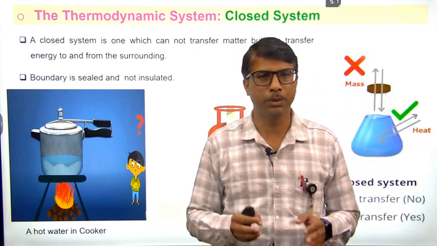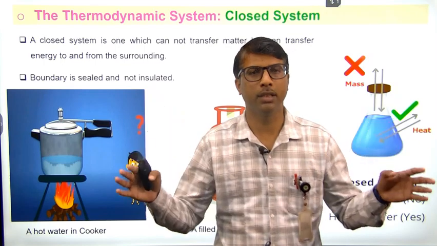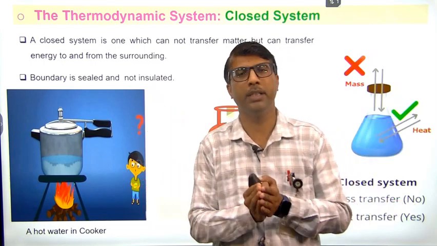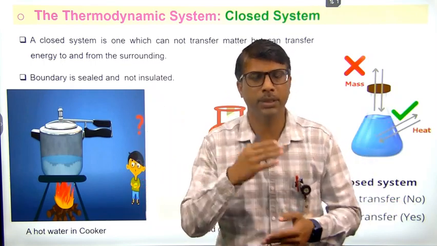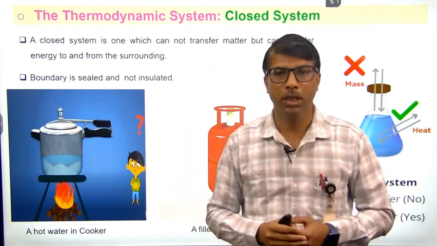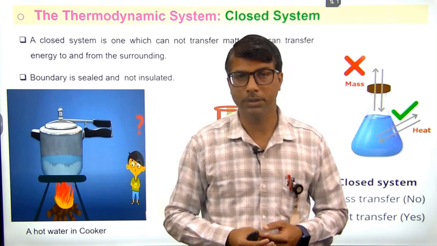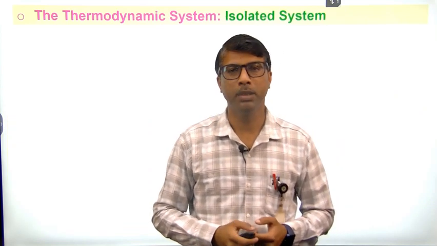In all these closed system cases you observe the boundary is sealed, but it is uninsulated. Because of that, you are not able to exchange the matter with the surrounding, but you are able to exchange energy with the surrounding. So this is the closed system.